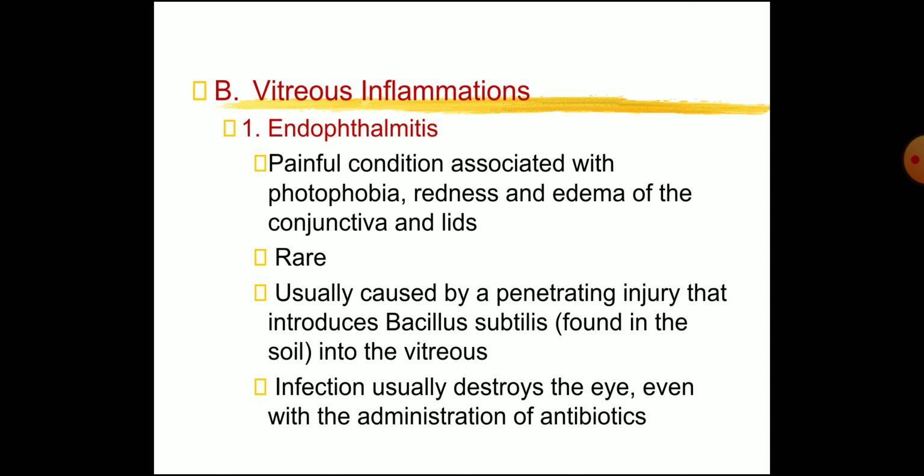It is a rare condition, usually caused by a penetrating injury that introduces Bacillus subtilis. Whenever there is a piercing injury, by a sharp object, an accident, or a glass piece entering the eyeball, infection may be introduced into the vitreous, mainly Bacillus subtilis found in the soil. The infection usually destroys the eye even with the administration of antibiotics. Even if you apply antibiotics immediately after the injury, sometimes the infection persists and produces endophthalmitis.